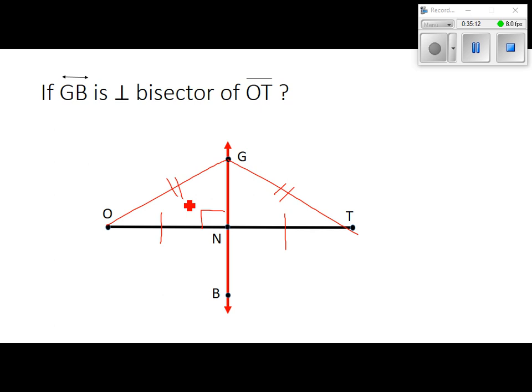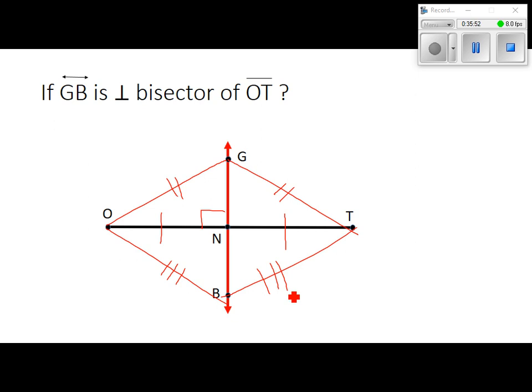O to B, B to T. Sorry, I missed B. Those two have to be the same. G and B. Now, are these going to be parallel to each other? I said G and B, and they're not parallel. They might be parallel, but we haven't got there yet, and we will get there. They are going to be, all right, and we'll prove that.